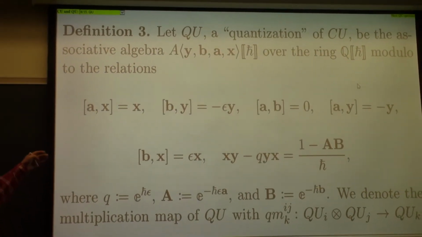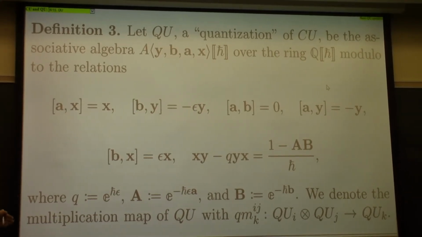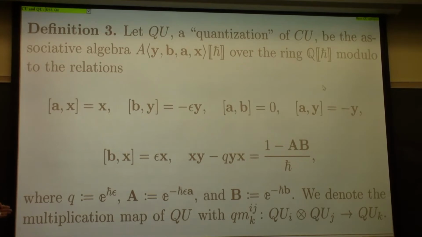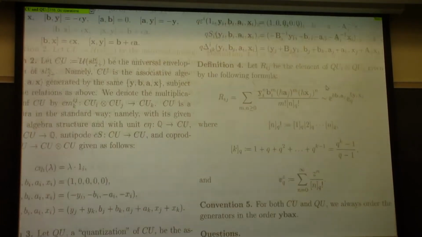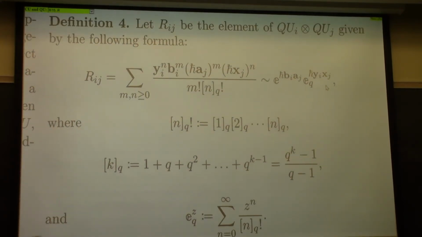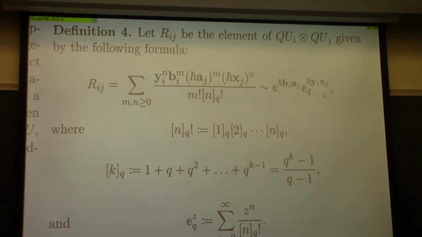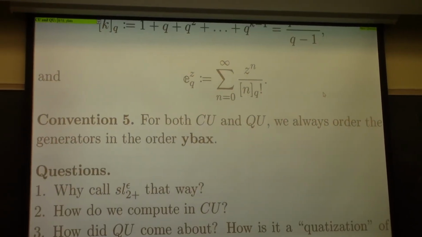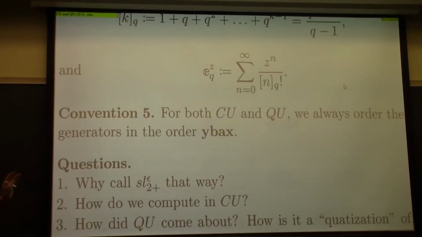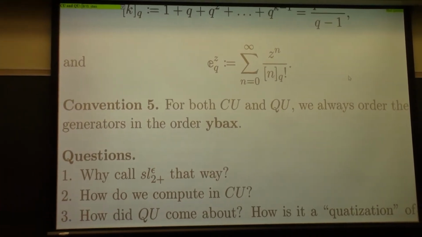So the next algebra is QU, and again I'm writing it here in full, and one has to check that all the properties are satisfied, and we'll talk about it maybe later. And Rij is the R matrix, the R element, and again it's given by specific formulas. And again, the convention is that I always order things in the order Y, B, A, X. It's not important, but it's worth mentioning.